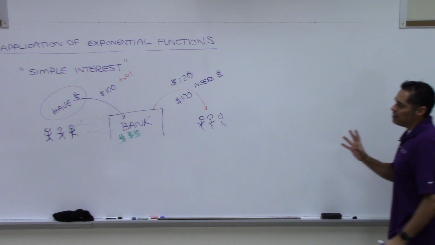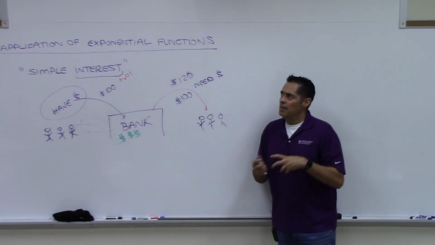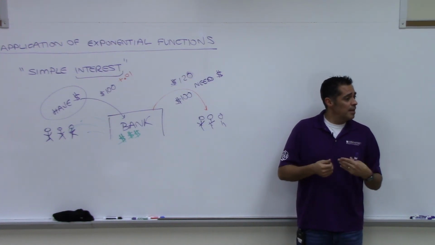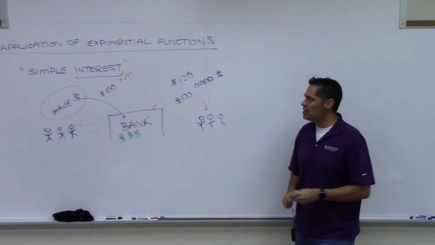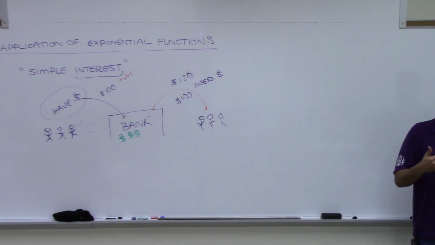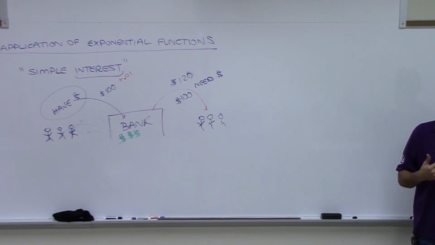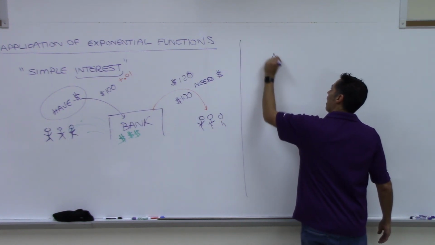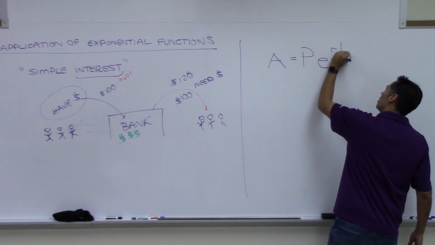Okay, so this idea of interest is just a way of charging someone to borrow money, or paying someone to borrow their money, right? So that's all it is. There's a formula that we use to compute how much money you will either be paid to borrow your money or how much money you will owe if you borrow money from the bank, right? So here's the formula: A equals P times e to the rt.